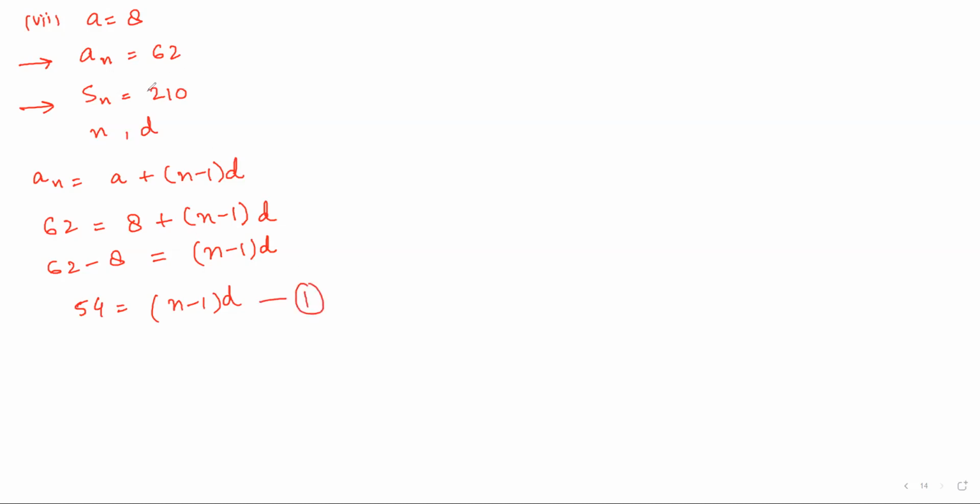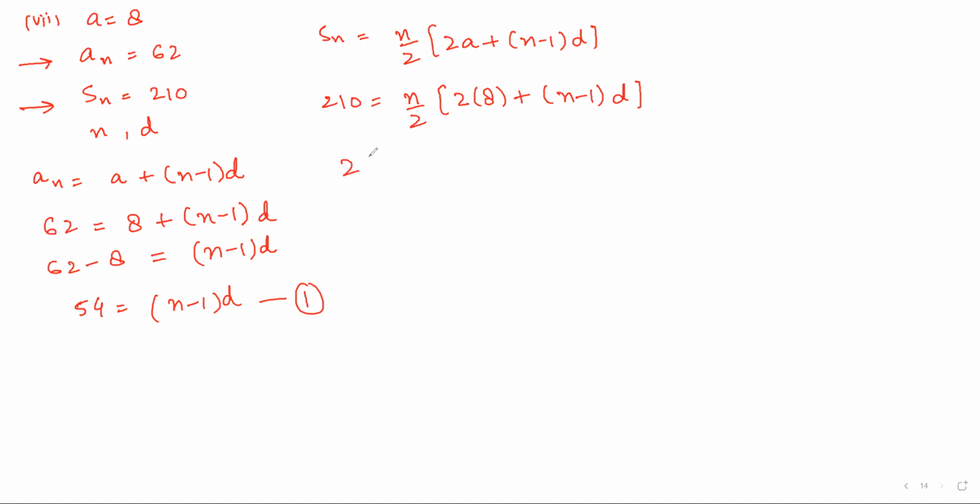So you start with the second information, that is Sn. So start with the Sn formula. Sn is n by 2 into 2a plus n minus 1 into d. Now Sn is 210. So 210 is n by 2 into 2 into a is 8, right? Plus n minus 1 into d also, I don't know. So 210, and if I multiply by 2, it is equal to n into 2 into 8 is 16 plus n minus 1 into d, right?